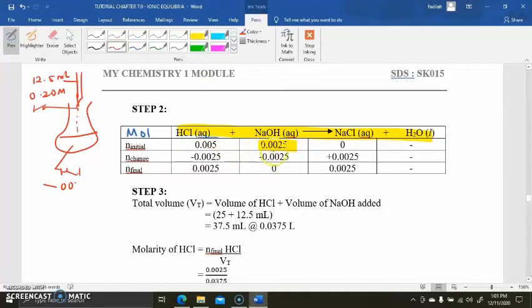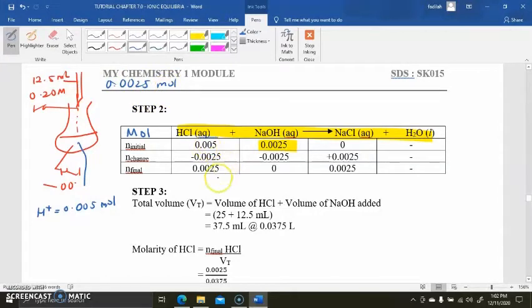Persoalan dia, kenapa kita kena minus 0.0025? Sebab dia konsep limiting reactant tau. Dalam conical flask ni, awak ada H+ sebanyak 0.005 mole. Bila awak adding 12.5 ml NaOH, so 12.5 ml ni bersamaan dengan 0.0025 mole. So, siapa yang excess, siapa yang limiting reactant kat sini? Yang limiting reactant adalah 0.0025. Yang excess adalah 0.005. Excess ni mesti ada baki. Yang limiting reactant ni kita akan guna habis.